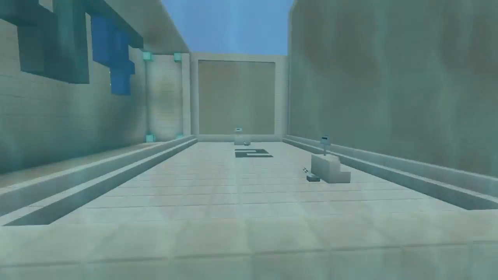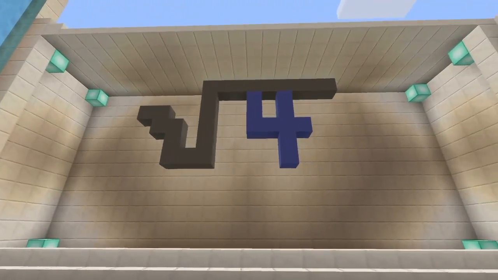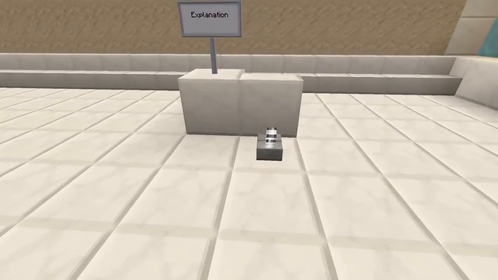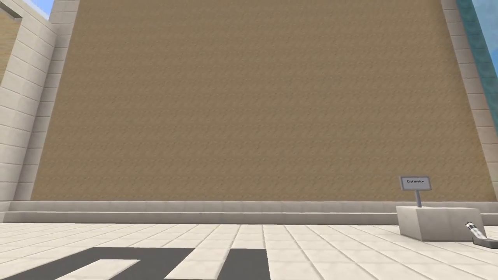Okay, let's move on to example number 2. Example number 2 is the square root of 4. Now, how do you do the square root of 4? Let me show you. What I did here was the same basic strategy I used to find the square root of 100. It's pretty simple.